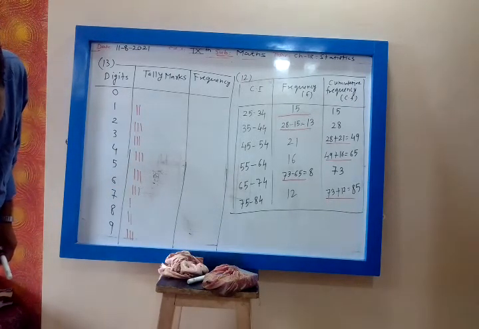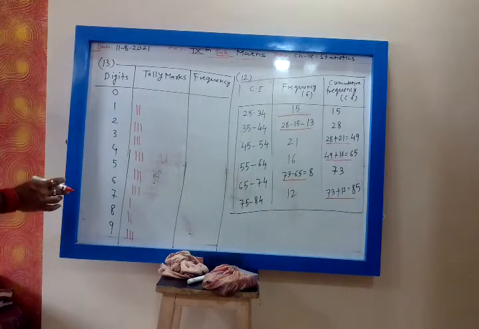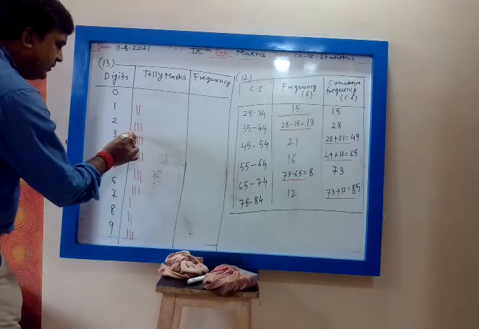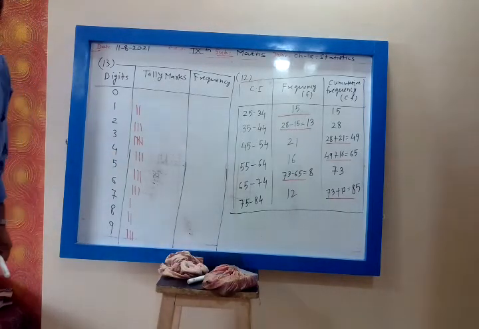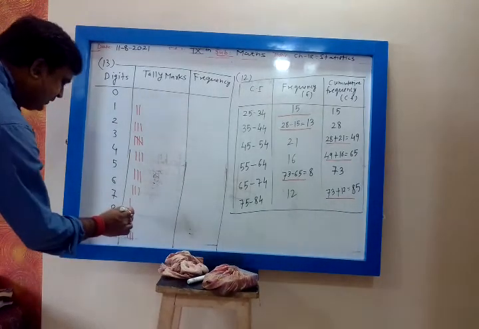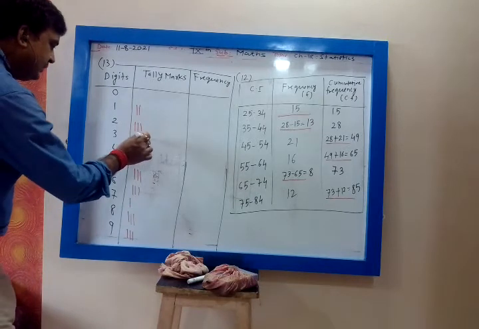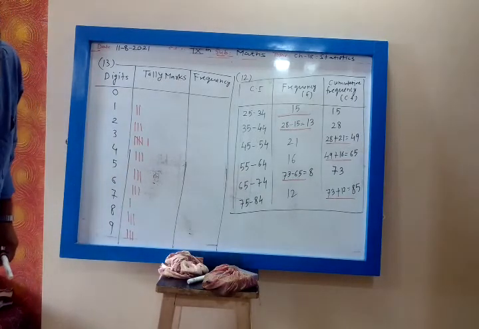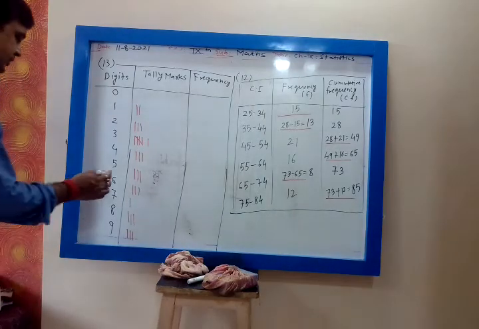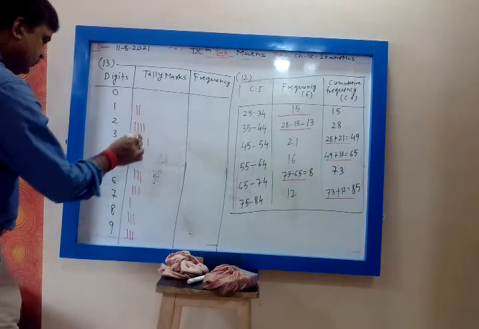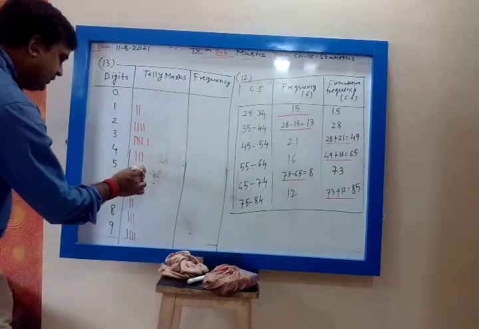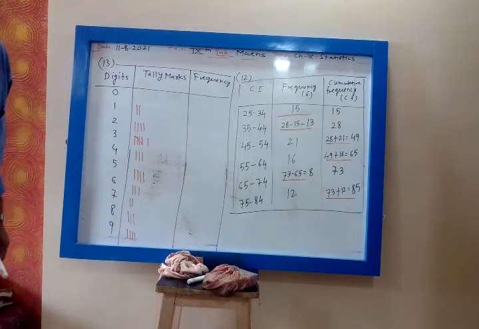Then 3, 3. Correct? 3 and one more 3. So fifth stroke will be across. Then 8, 3. Then 2, 7, 9, 5. Okay.